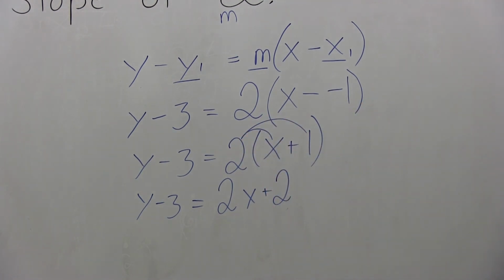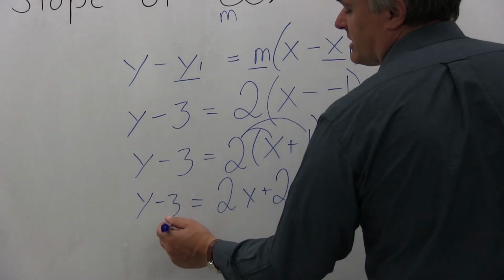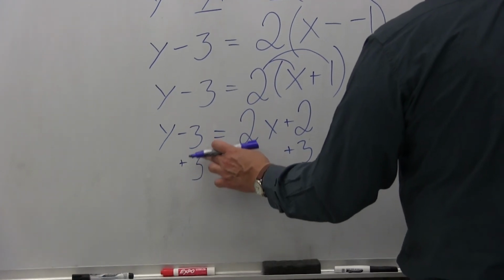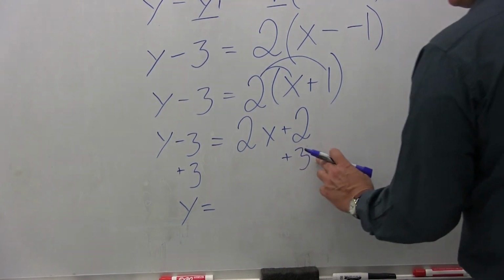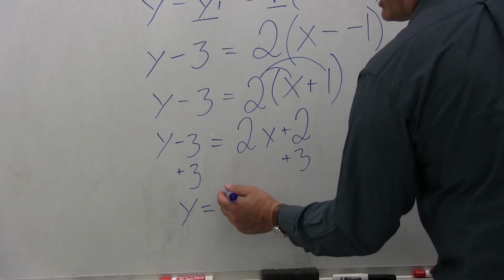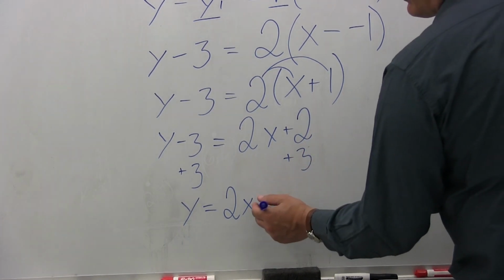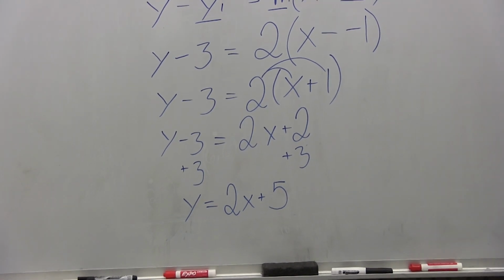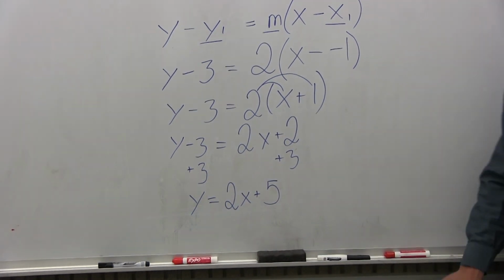And now, my goal being to solve it for y, I'd like to get rid of the -3 next to the y. And I can accomplish this by adding 3 to both sides of the equation. When I add 3 to the left side of the equation, my 3's cancel. I'll just have y. And when I add 3 to the right side of the equation, the 2x is unaffected, but 2 plus 3 more will give me positive 5. So my final answer in its more simplified form is the equation of the line is y equals 2x plus 5.